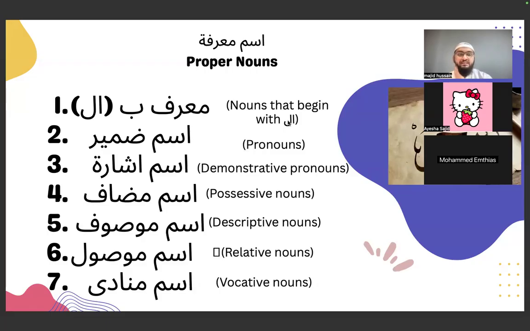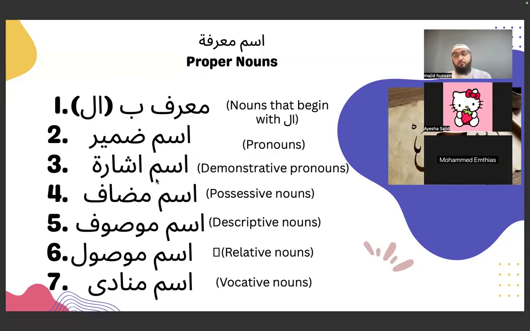The third category is ism ishara, translated as demonstrative pronoun. You might have seen it a lot in the Quran. ذلك الكتاب لا ريب فيه هدى للمتقين. ذلك الكتاب is a proper noun and it falls under the category of demonstrative pronoun. اسم إشارة. ذلك is one of the demonstrative pronouns.